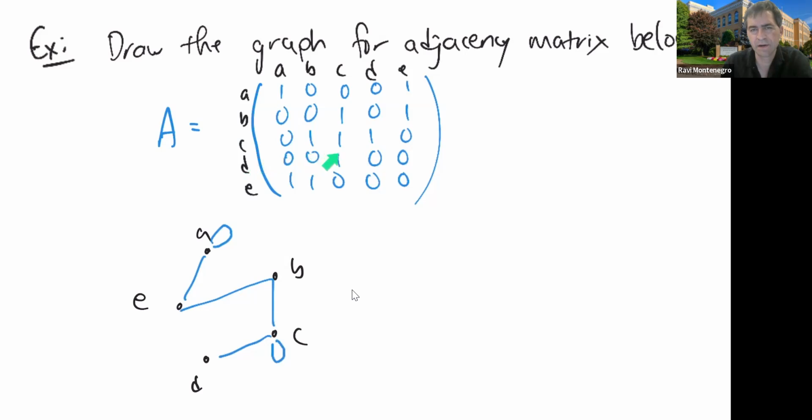Now look at row D. It only has an edge to C, and I've already drawn that. Now E has A and B, and I've already drawn those. So I'm done. This graph and that adjacency matrix represent the same figure. Now, it is possible to do an adjacency matrix when you have multiple edges. If I had, let's say, 2 edges between A and E, I might put a 2 there and a 2 here. And that would mean I have 2 edges between those. So a 1 means 1 edge, a 2 means 2 edges, and so on.